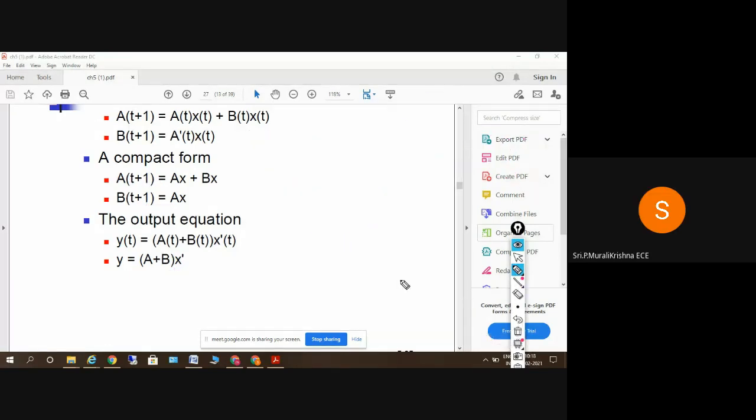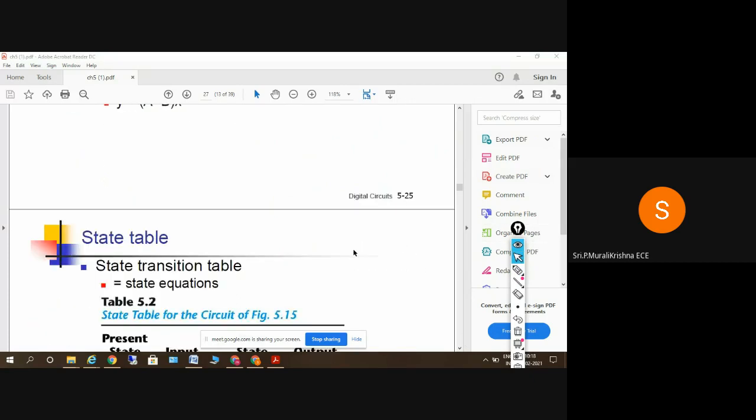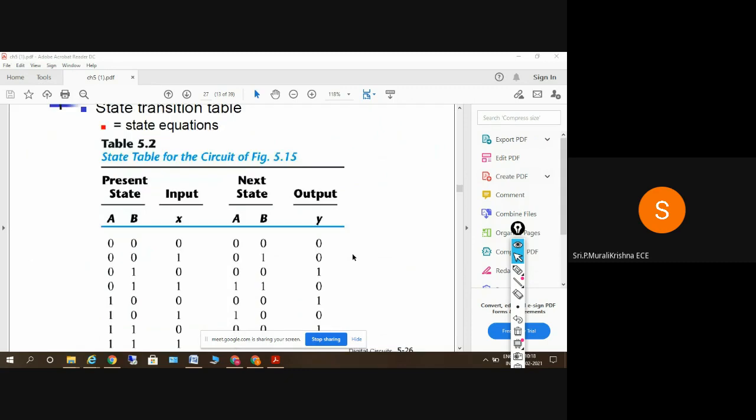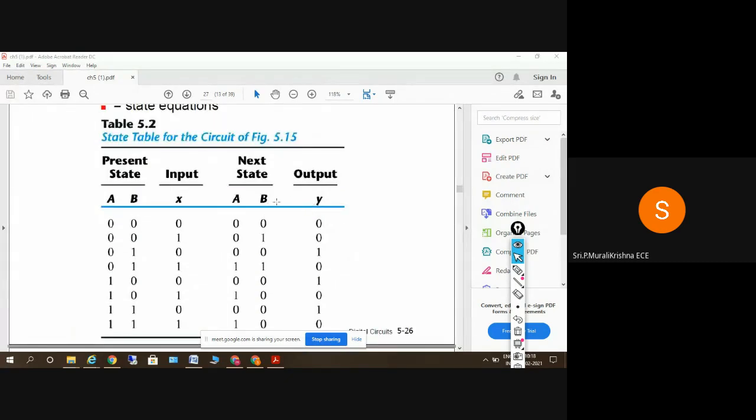So in case of the analysis part, this is in case of D flip-flop. D flip-flop is quite easy, quite simple, because input is output and output is input in case of the D flip-flop here. So this is the state table. How did we get this state table? This is the present.